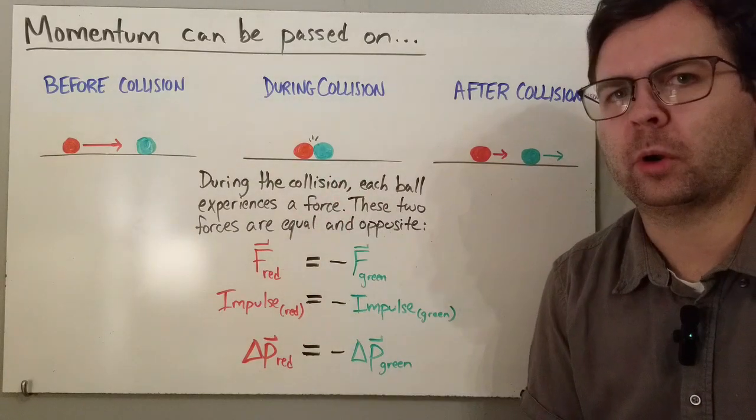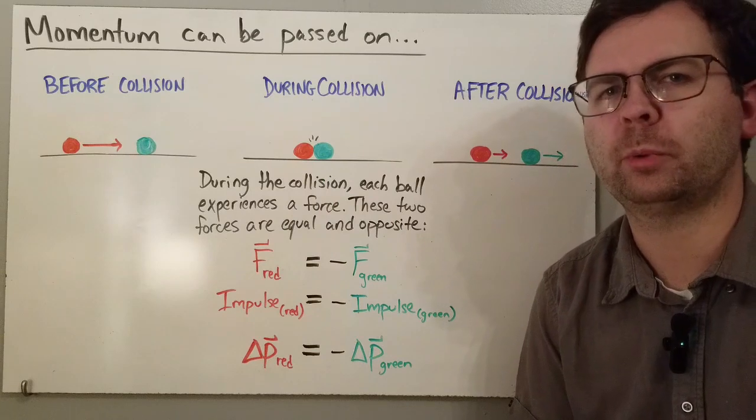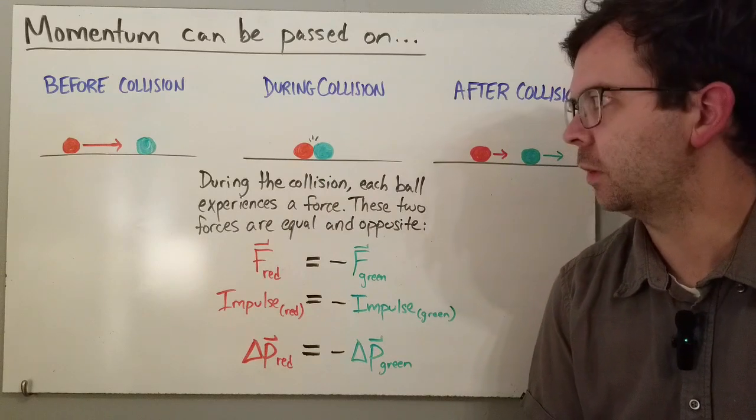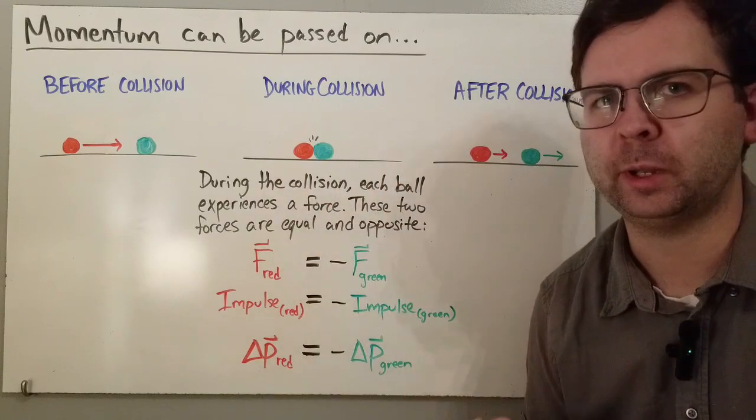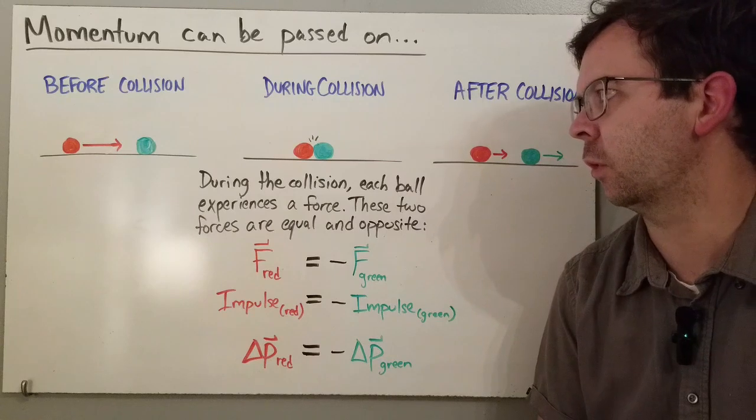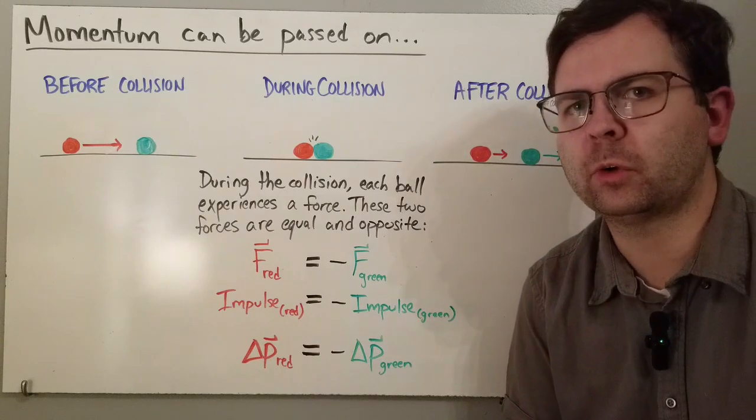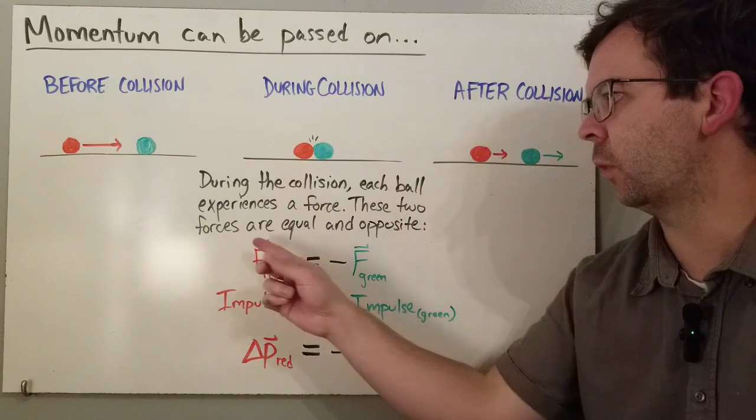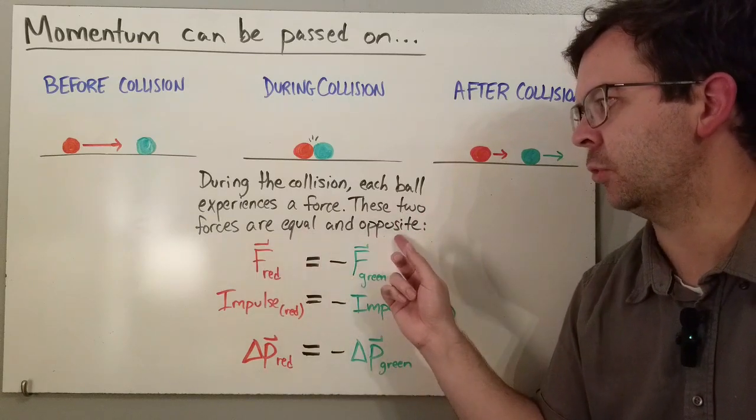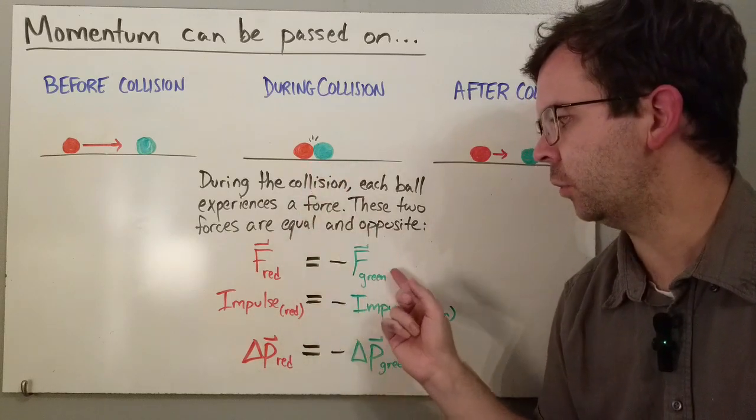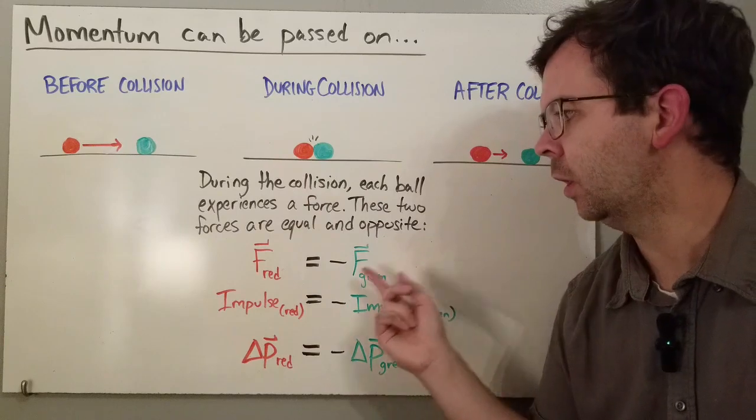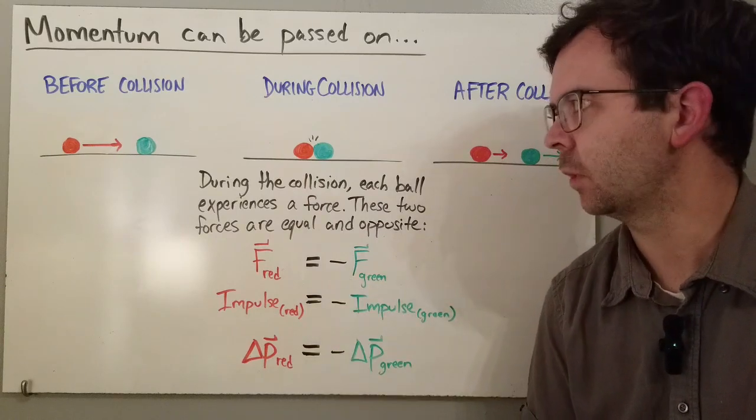During this collision part, both of the balls are experiencing a force. They're both accelerating in some way. The red ball is slowing down and the green ball is speeding up. So they're both experiencing a force. And because of Newton's third law, we can say that these two forces are equal and opposite. So the force that's acting on the red ball is equal to the force that's acting on the green ball, but they're in opposite directions.